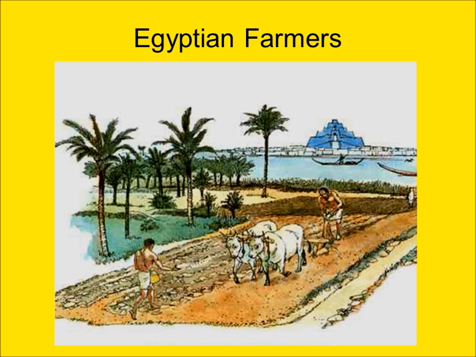Typically, farmers were not free and did not own land. They would be paid in food and clothing and shelter. They would, in addition, work on irrigation or construction projects as need be. And the lives of Egyptian farmers remained relatively unchanged for over 4,000 years.